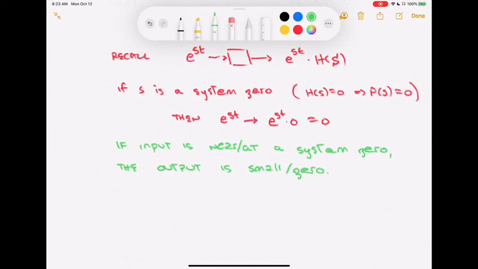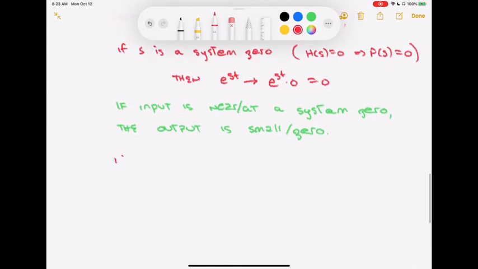Now, if we go to the other extreme and we take an input that has a frequency that's near a system pole, so if S is a system pole, and what did we call a system pole? That's when H of S goes off to infinity, which really required that Q of S be equal to 0. So finding one of the roots of the denominator, then what happens?